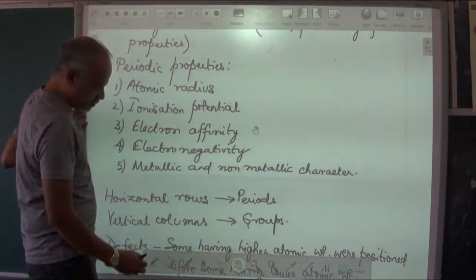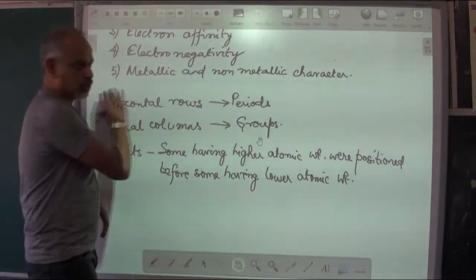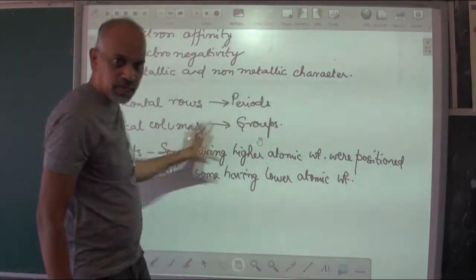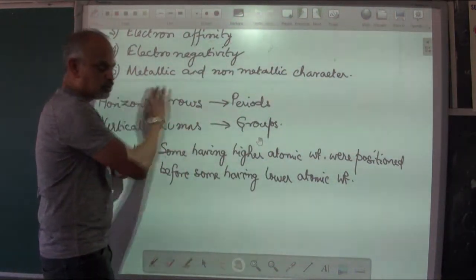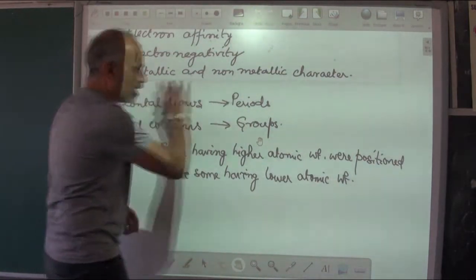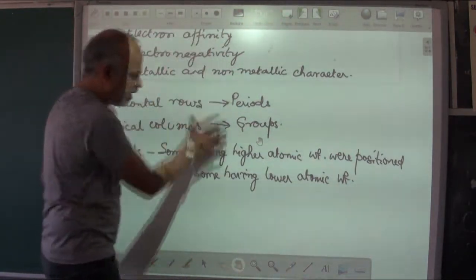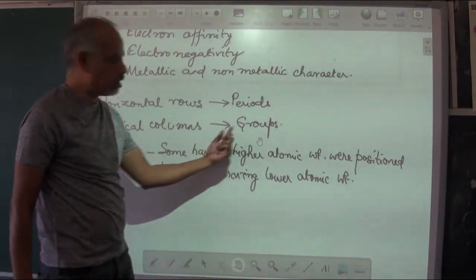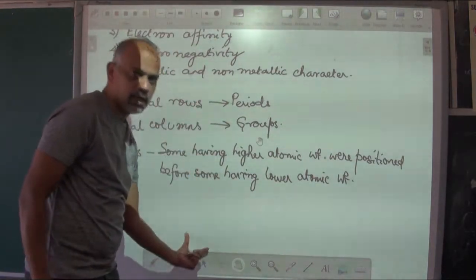Now, this arrangement had rows and columns. They were arranged in many rows and many columns. The rows which are horizontally placed were called periods, and if they are arranged vertically, these vertical columns were called groups. This way they were called periods, this way they were called groups.